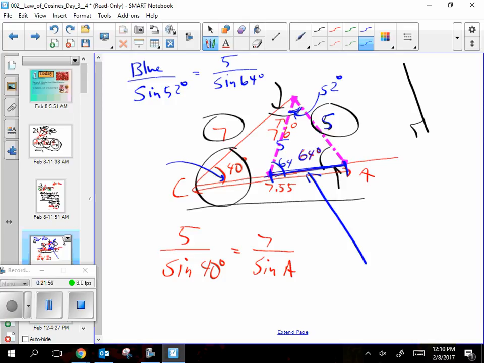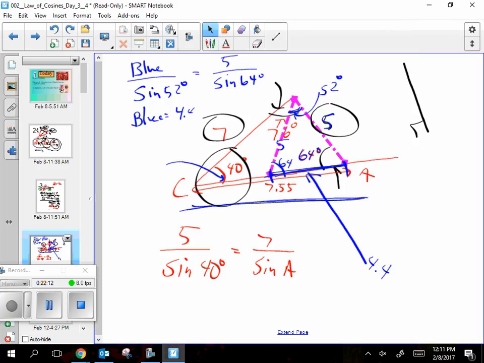4.4? Raise your hand if you had a 4.4. That's a lot of 4.4s. That's probably right. The blue is 4.4. So if that's 4.4, then the whole distance that used to be 7.55, now I subtract off the 4.4, and I can tell how long this distance is right here. That must be 7.55 minus 4.4, which is 3.15, about 3.18. That is the ambiguous case where you have to find both.